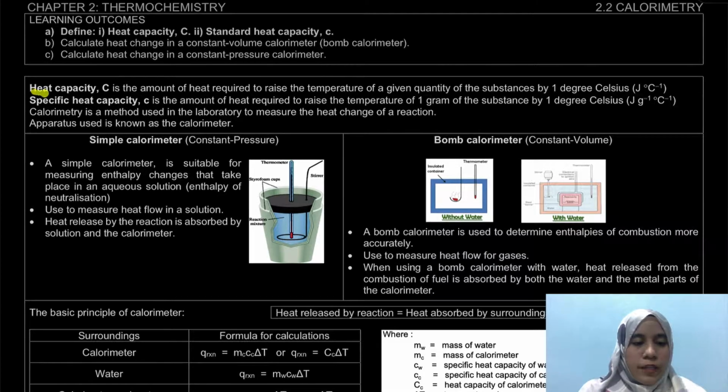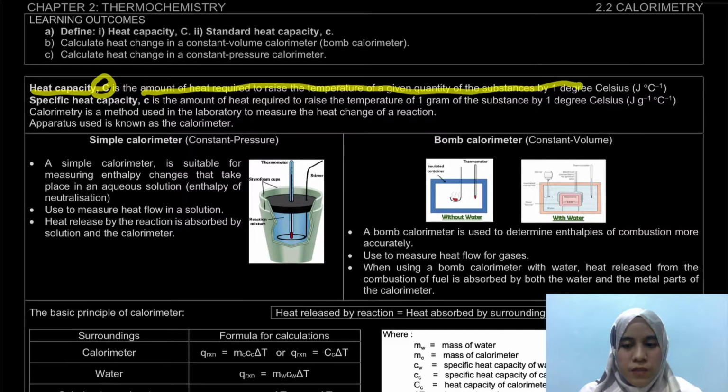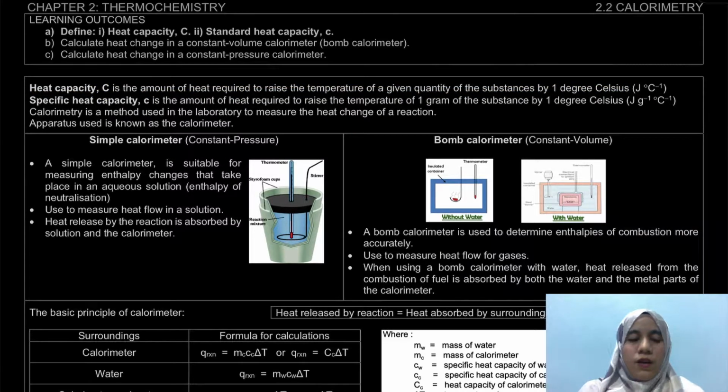Heat capacity, or capital C, is the amount of heat required to raise the temperature of a given quantity of the substance by 1 degree Celsius. So when we're talking about amount of heat, which is our energy, we measure it by the unit of joule. And when we're talking about raising the temperature by 1 degree Celsius, it will be per degree Celsius.